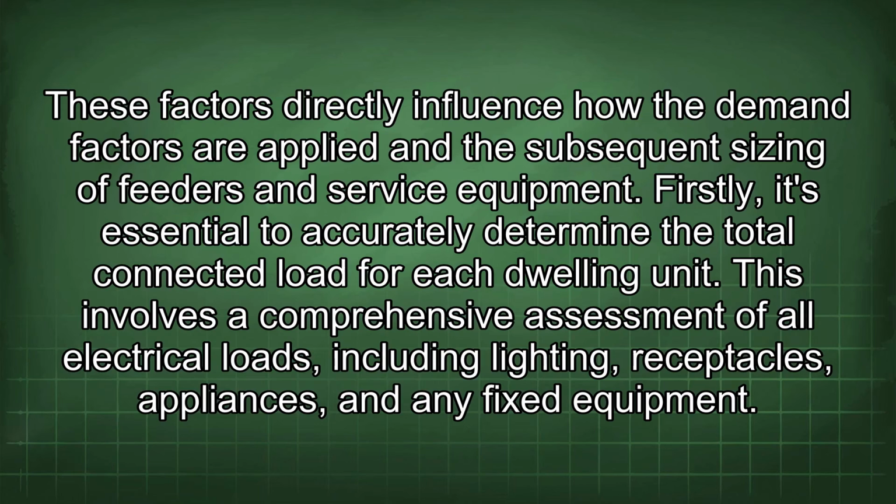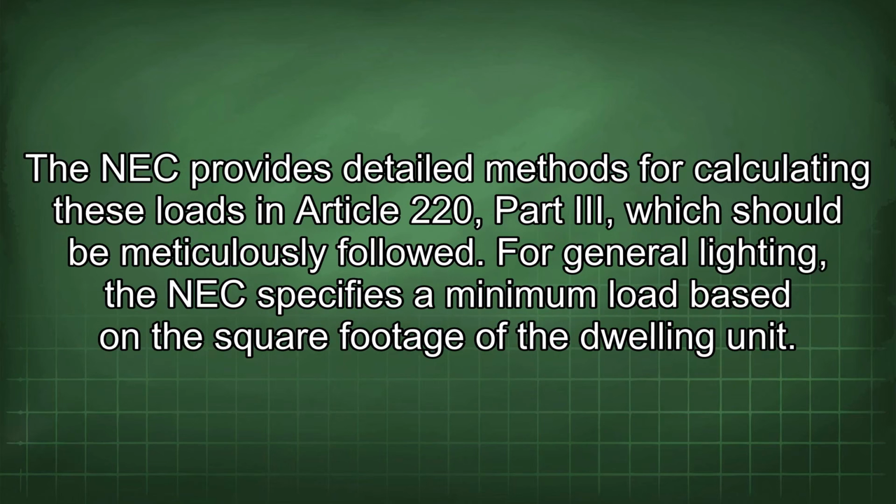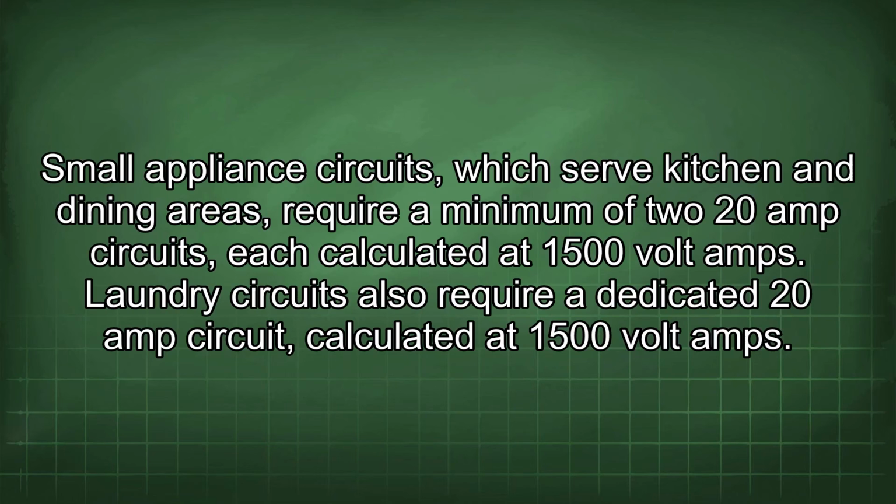This involves the comprehensive assessment of all electrical loads, including lighting, receptacles, appliances, and any fixed equipment. The NEC provides detailed methods for calculating these loads in Article 220 Part III, which should be meticulously followed. For general lighting, the NEC specifies a minimum load based on the square footage of the dwelling unit. Small appliance circuits, which serve kitchen and dining areas, require a minimum of two 20 amp circuits, each calculated at 1500 volt-amps. Laundry circuits also require a dedicated 20 amp circuit calculated at 1500 volt-amps.